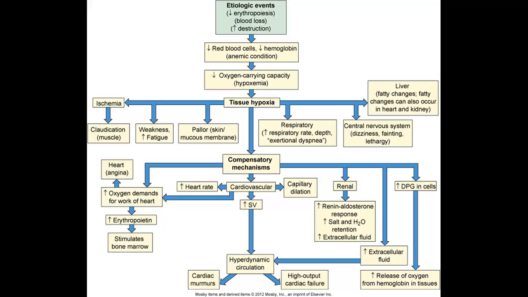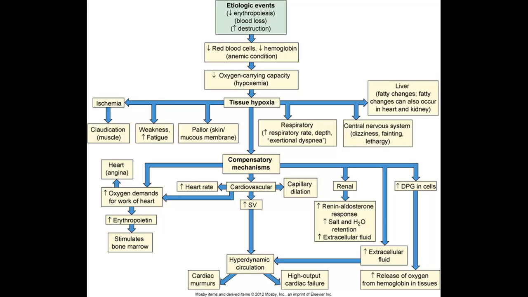So you can see that can cause ischemia, which could actually lead to myocardial infarctions and things like that. On the other side, we're going to see symptoms such as an increase in respiratory rate and depth, because the patient's breathing faster, trying to get more oxygen in the lungs so that we can get more oxygen to the tissues, because we're going to have tissue hypoxia if there's not enough red blood cells to carry the oxygen to the tissues. Compensatory mechanisms will include some cardiac compensation from the standpoint of the heart working harder, trying to get more oxygen to the tissues of the body.